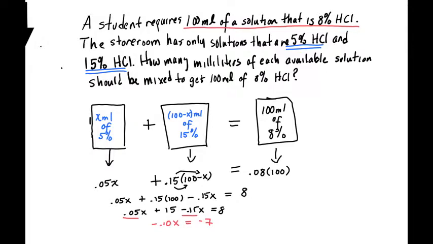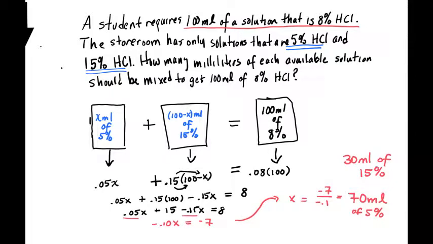So I divide both sides by negative 0.1, and that would give me 70 as the final number. Now what does that 70 represent? It represents how many milliliters of the 5% solution, because X represented the number of milliliters of the 5% solution, which means I need 30 mil of the 15%. We are finished.